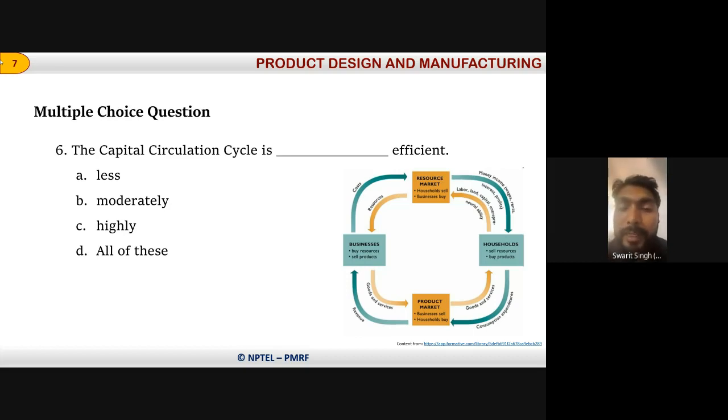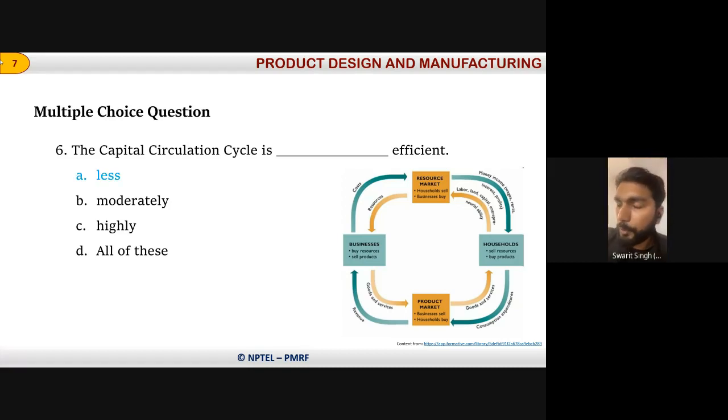So what do you think? Is this cycle efficient or what? Highly efficient, moderately efficient, or less efficient? We got some options. There will be losses, correct? So less efficient is an option. Yeah, Nikhil, you are absolutely right. There are lots of losses involved here, right?